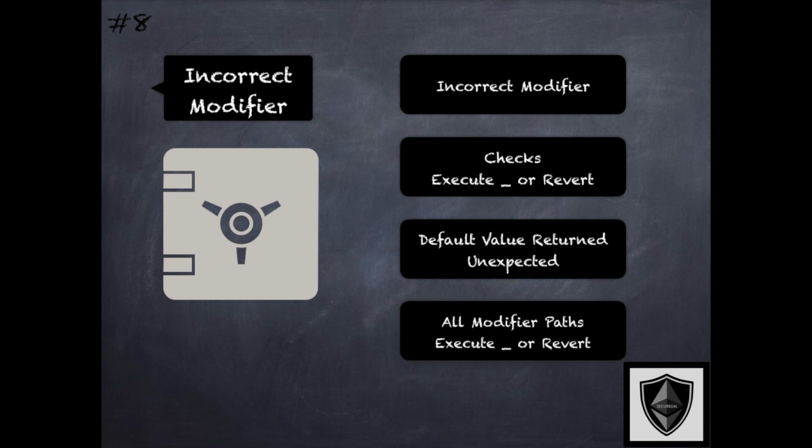So the security check is to make sure that all the control flow paths within the modifier either execute underscore or revert.